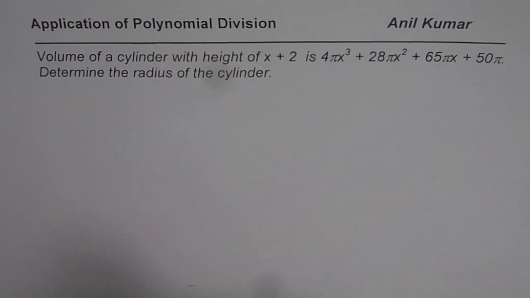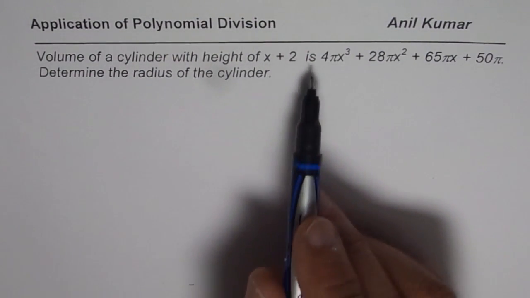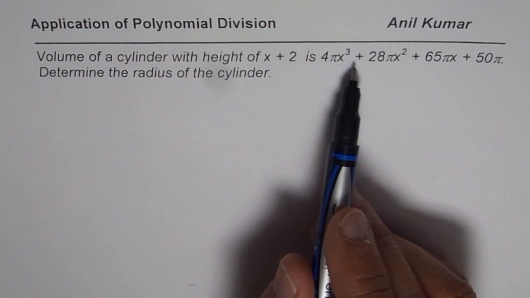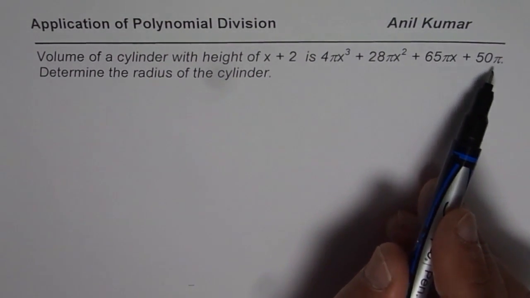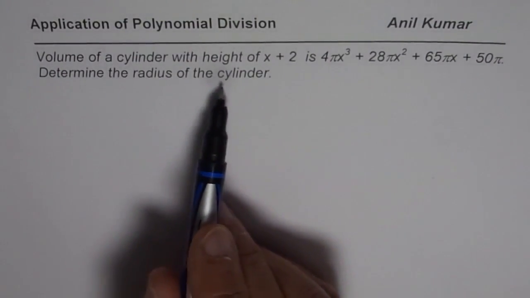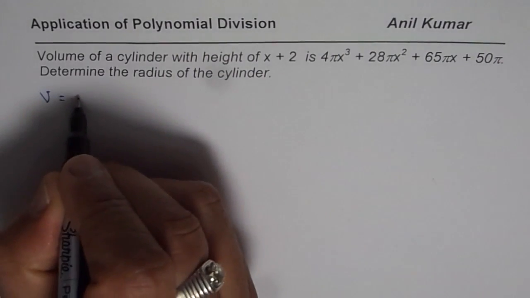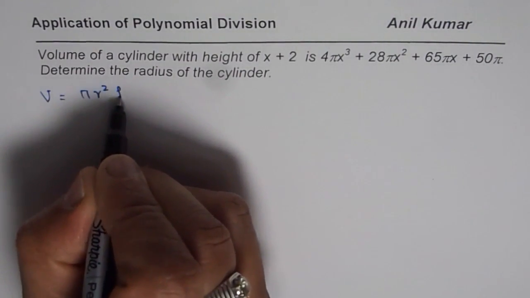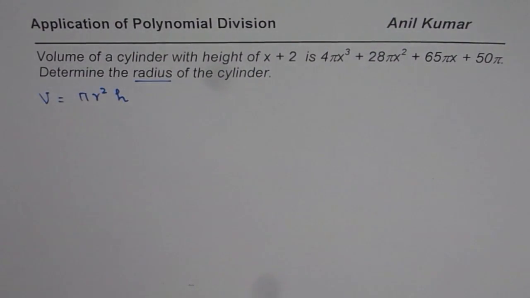The question here is, volume of a cylinder with height of x plus 2 is 4 pi x cubed plus 28 pi x square plus 65 pi x plus 50 pi. Determine the radius of this cylinder. I hope you remember the formula for volume. It is pi r square h, where r is the radius, right? So that is the formula which you can use and solve this question. I'd like you to pause the video, copy the question, solve, and then look into my suggestions.